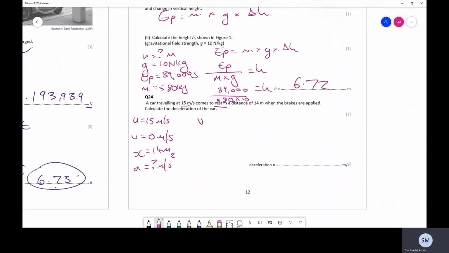I'm going to use my equation v squared minus u squared is equal to 2 times a times x, because I've got a distance there and not a time. So my end velocity 0 squared minus 15 squared is equal to 2 times acceleration, which I do not know, multiplied by the distance, which is 14. And I'm actually going to do my rearranging now with those numbers. 2 times 14 is equal to my deceleration. I'm going to pop that into my calculator.